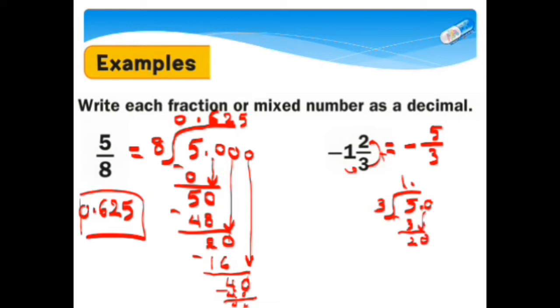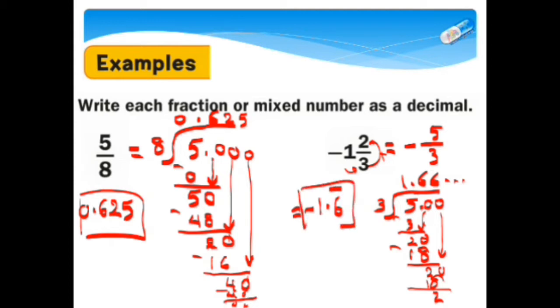20 divided by 3 equals 6. 6 times 3 is 18. Remainder 2. Put a 0. Bring it down. 20 divided by 3 again. It is 6. 6 times 3 is 18, and we are repeating the same process, so 6, 6, 6, 6 is repeating. So the answer here, don't forget to write the negative 1.6 and a bar above it like this. So negative 1.6 repeated is the decimal form for the mixed number -1 and 2/3.